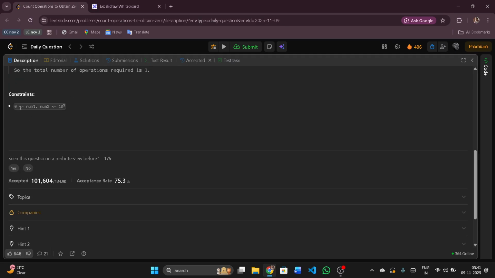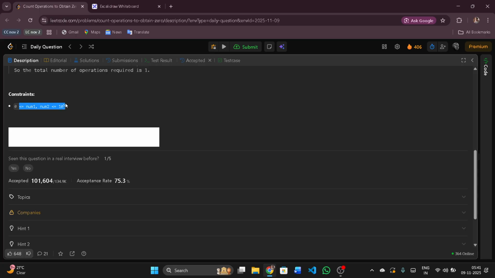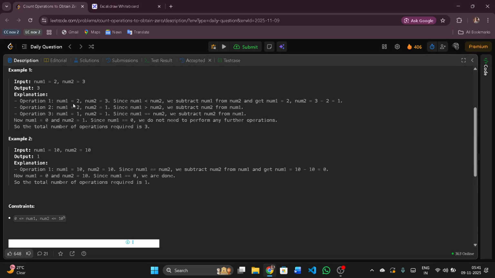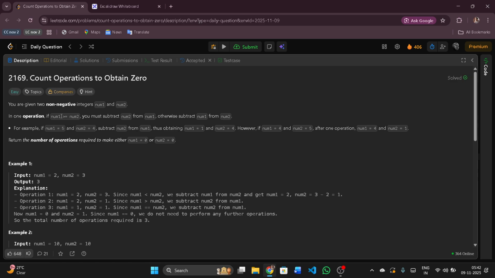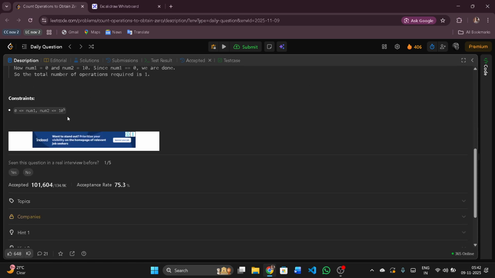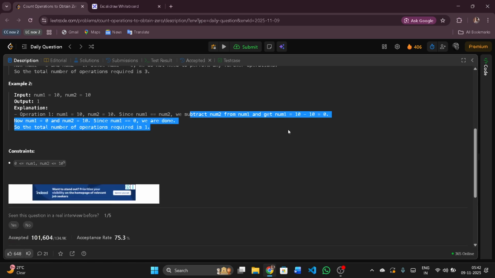Let's go to the concepts. They are given that num1 and num2 can go up to 10 power 5. Now, num1 is equal to 10 and num2 is equal to 10. Let's go with this. So, operation 1, num1 is equal to 10, num2 is equal to 10. Since num1 is equal to num2, if num1 is greater than or equal to num2, we'll just subtract num2 from num1 and get num1 is equal to 0.